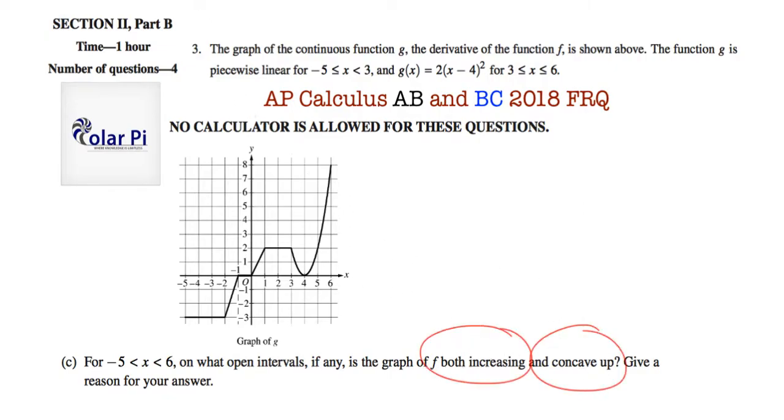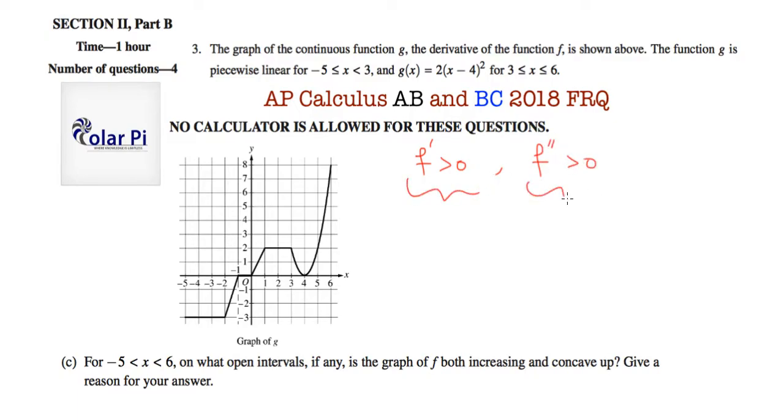So f increasing means that f prime is greater than 0. And then f concave up means f double prime is greater than 0. So we need both this to be true and this to be true. Now let's translate in terms of g. Remember, g is equal to f prime. So we're saying, where is g greater than 0? And then where is g prime, which is the slope of this graph, because that's what g prime will be.